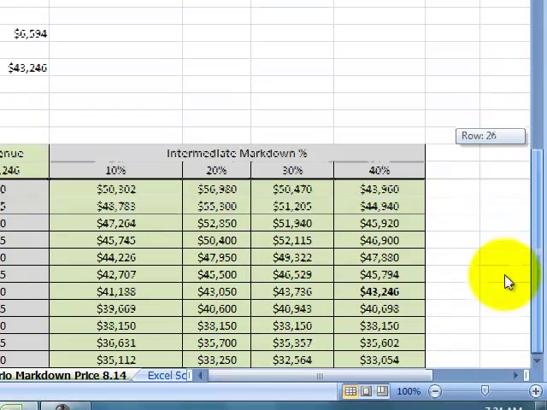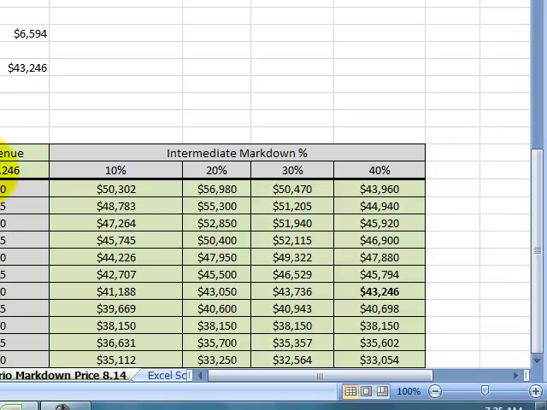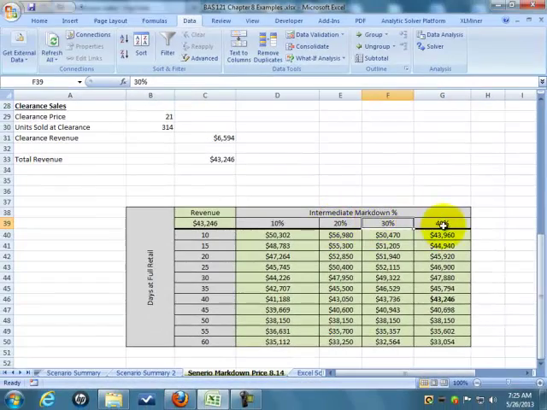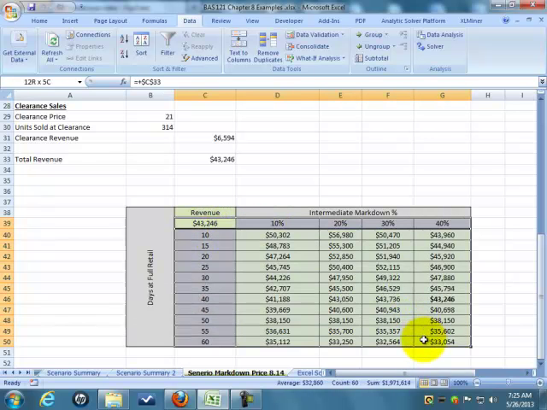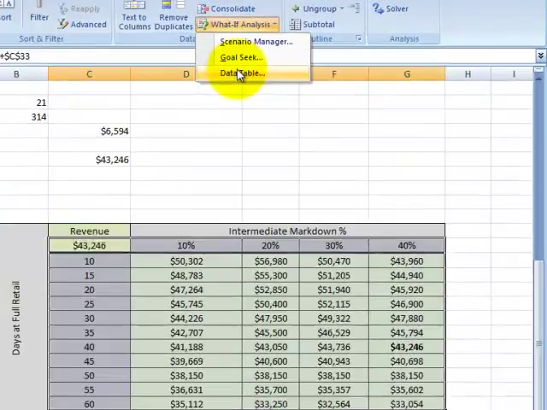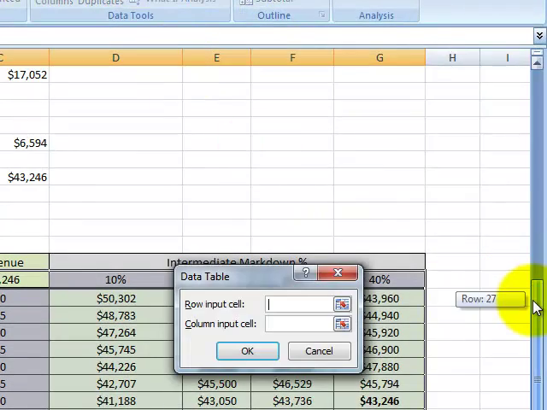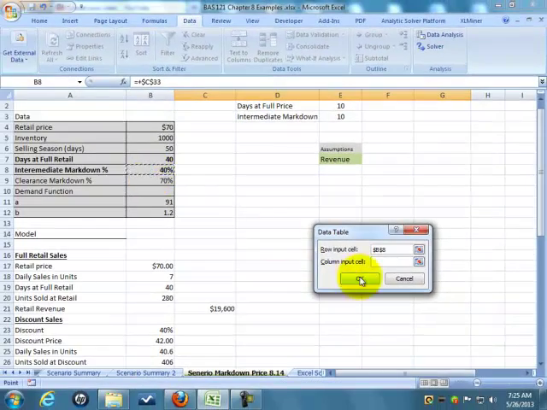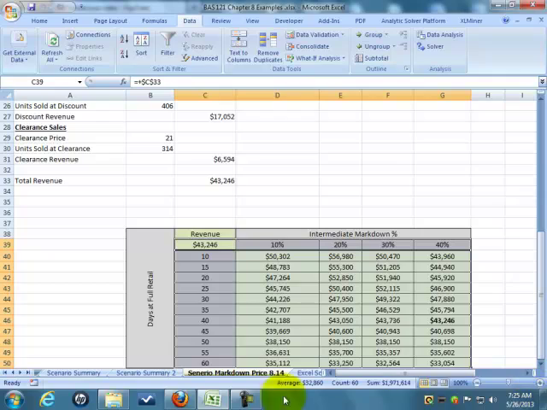But I really like to just make another one of these, what I showed you before, the two-way scenario charts, which is, to me, much easier. All I did is I said, tell me the intermediate prices, put those in. Tell me days at discount, days at full retail. Then I just highlighted all my cells, and then I went to data table. Now you got to be a little careful with your rows and cells. My rows are that, and my columns are that. And there you get them all, right?